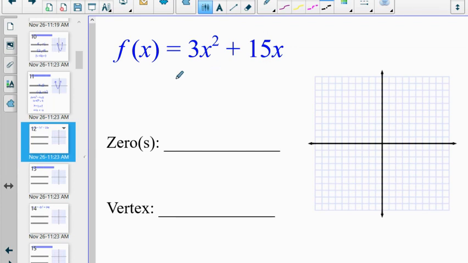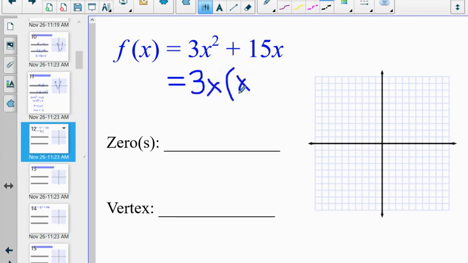The way we're going to do something like this is I'm going to factor out whatever I can from both of these two terms. In this case, I've got an x in each of these terms, and also both of the terms are a multiple of 3. So I'm going to factor out a 3x.